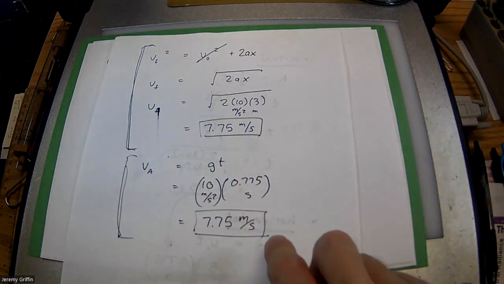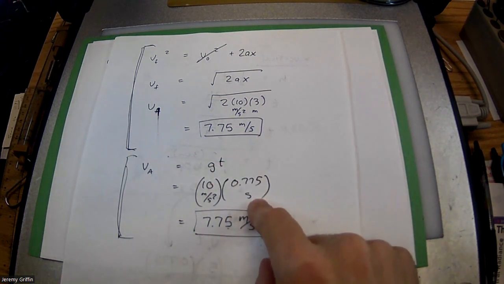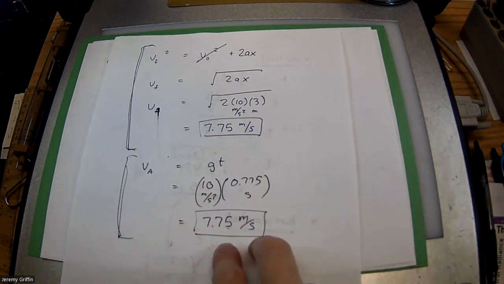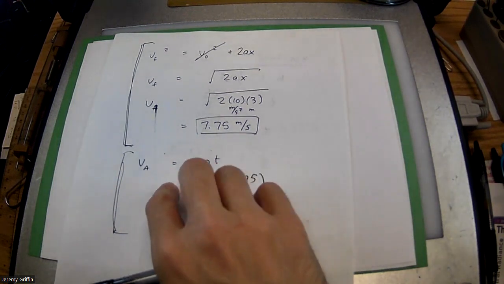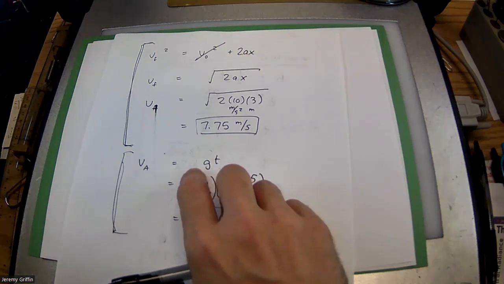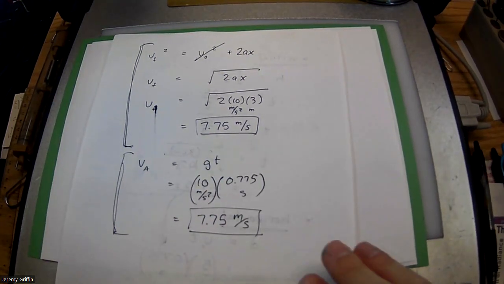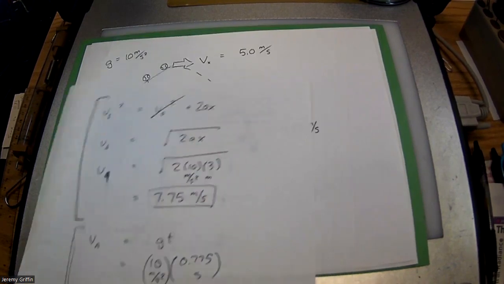Or you could have done it this other way. You could say, I already know how much time it takes because we just solved that before. So I can just multiply it by the gravity field, and it gives me the same answer. V final equals V initial plus GT, and then V initial is 0 again. Guys, remember that? All right, so that's that.